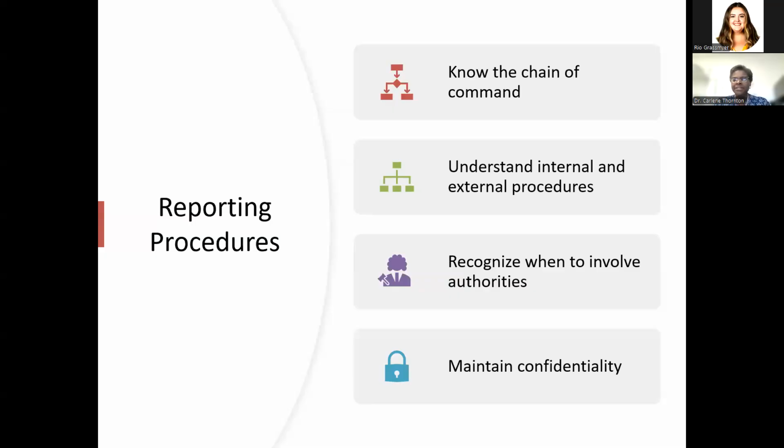So we need to know the chain of command. Know it now. And if you don't know it now, look it up when you get back to your office. Look up that chain of command and know what the reporting procedures are. Know when you have to report it internally and/or externally.